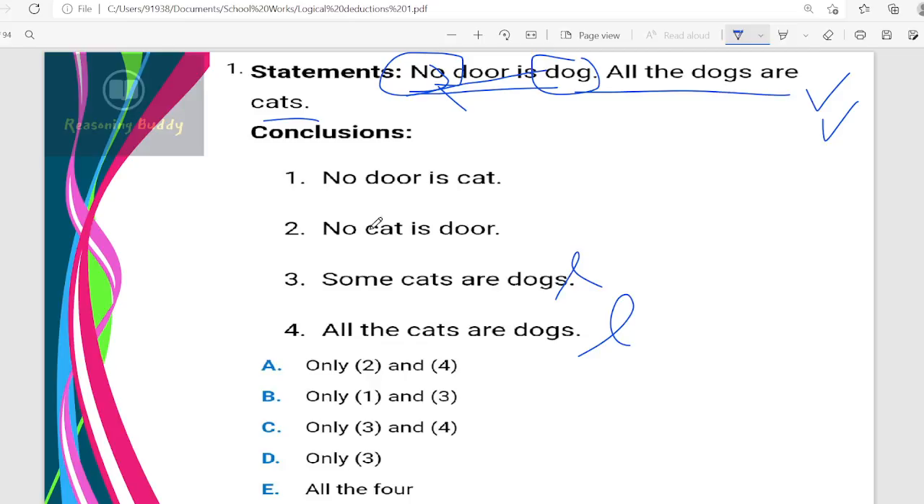Okay, so these two are right. R should be negative, but the non-distributed term should not be distributed here also. What is the non-distributed term? Cat is the non-distributed term. So the cat should not be distributed here. Here the cat is distributed, so it is a wrong statement. Here also cat is distributed. It is also a wrong statement. But here the cat is not distributed.